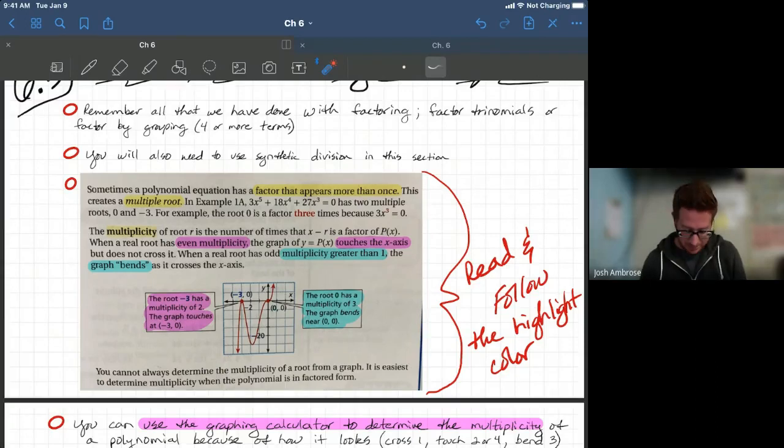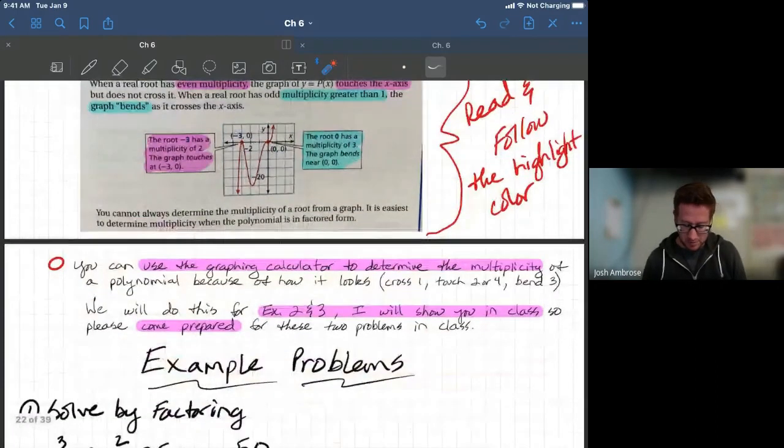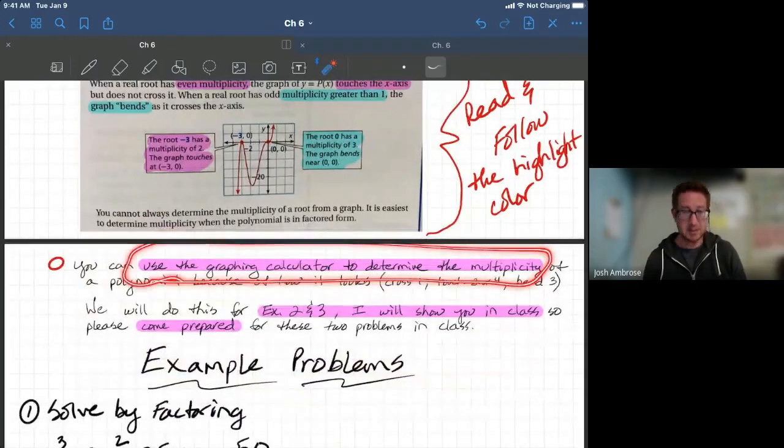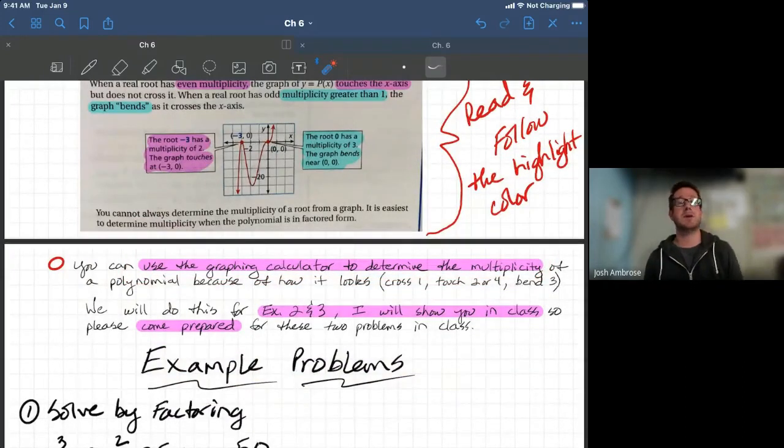Now, you can use the graphing calculator right here to determine multiplicity. There are some problems that we're going to be doing in class together that are from these notes. So you still have to write the problems down. And then during class, just remind me to do those problems, because we will really want to understand how to do that. It's going to save you a lot of time if you can do that with the graphing calculator. As this says right here, that's examples 2 and 3. I'll show you guys those in class.